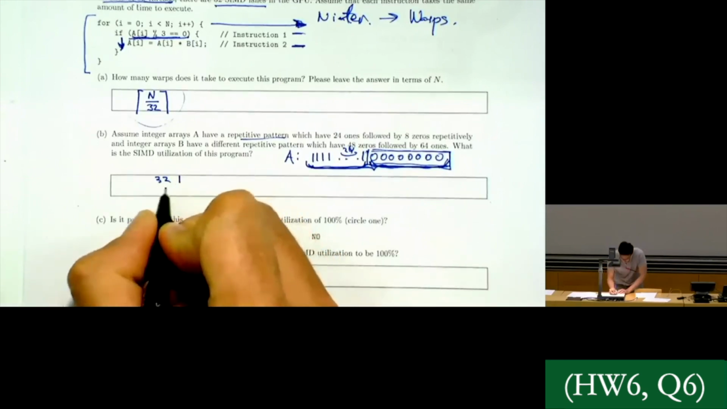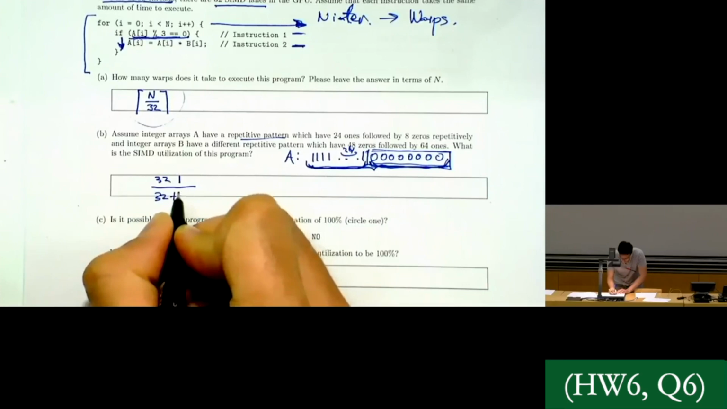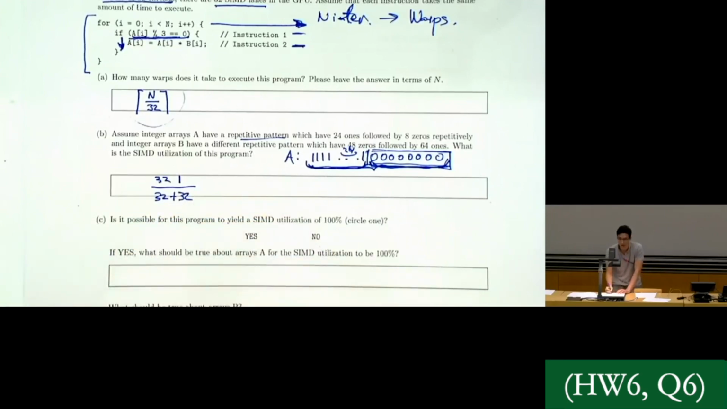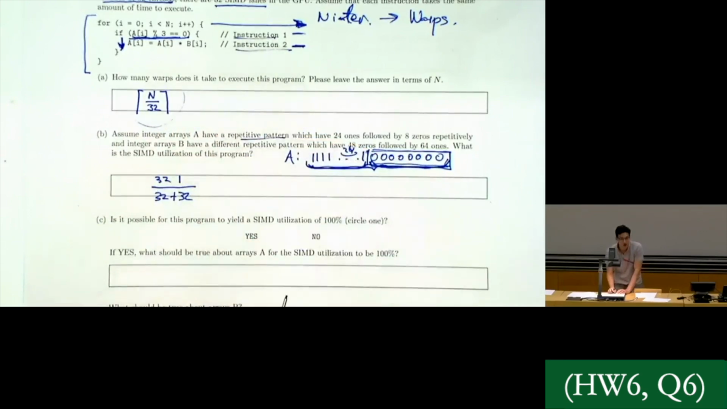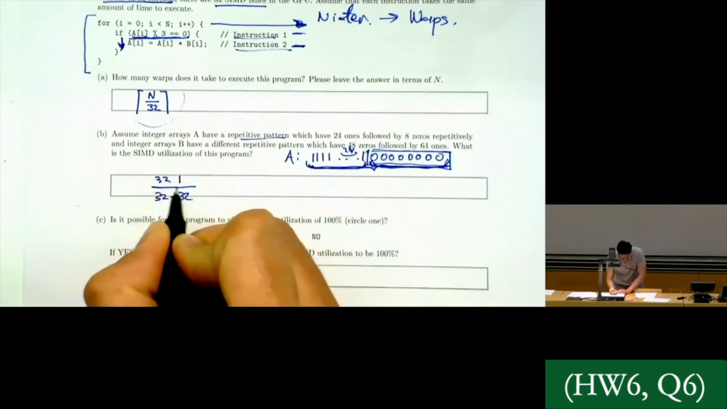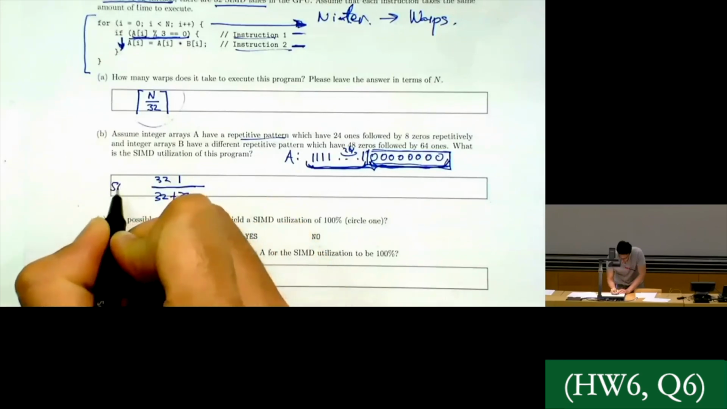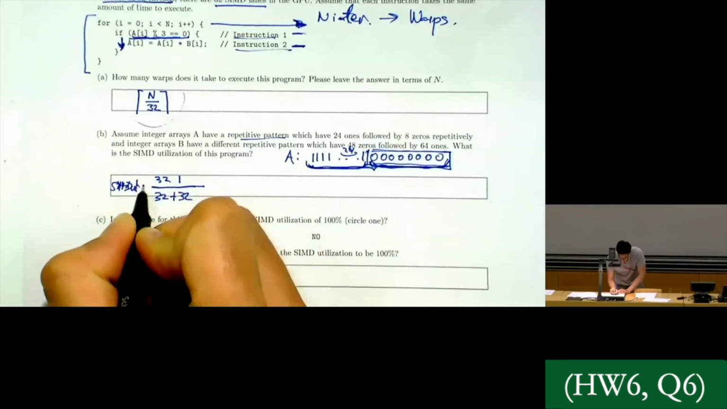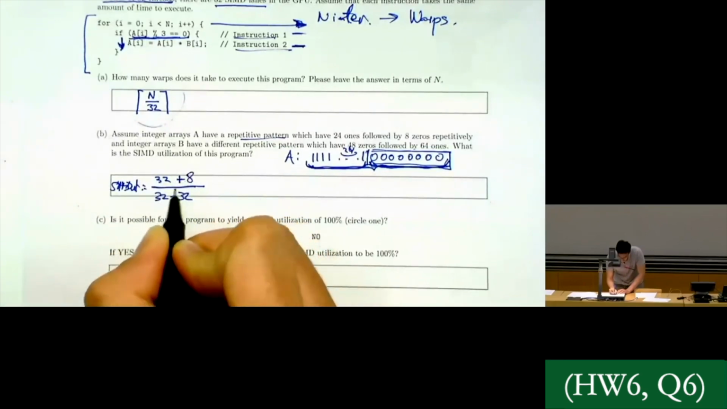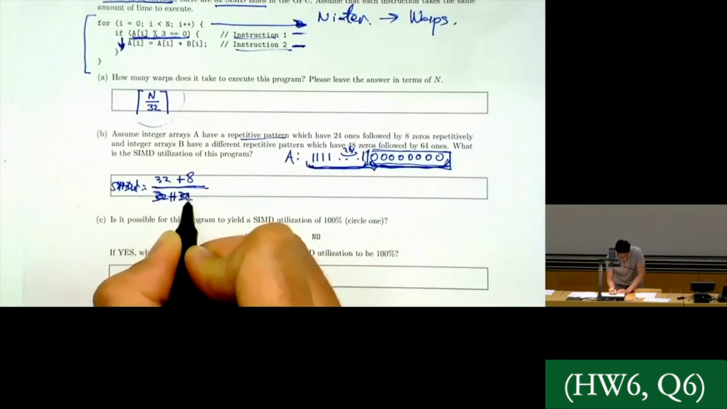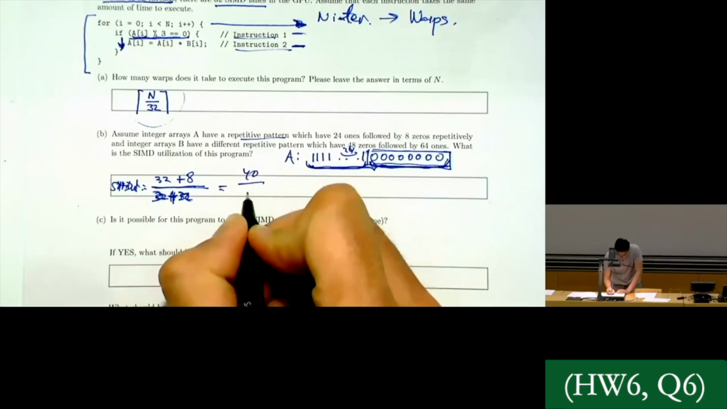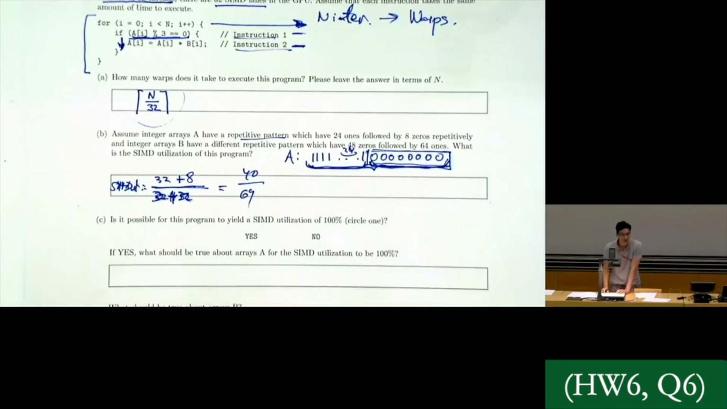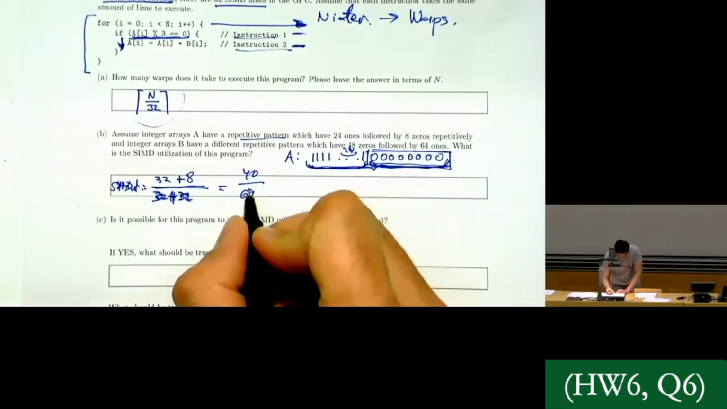So out of 32 plus 32, that would be the maximum number of threads executing instruction 1 and then instruction 2, threads that belong to the same warp. The SIMD utilization in this case is 32 plus 8 divided by 32 plus 32. So this is 40 divided by 64. So that's the answer to this part B.